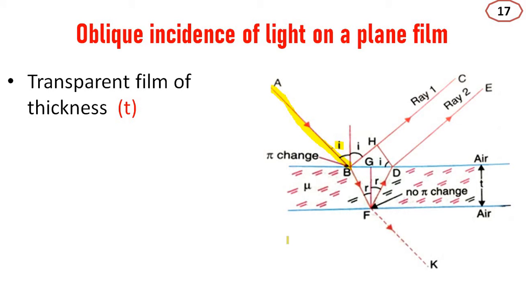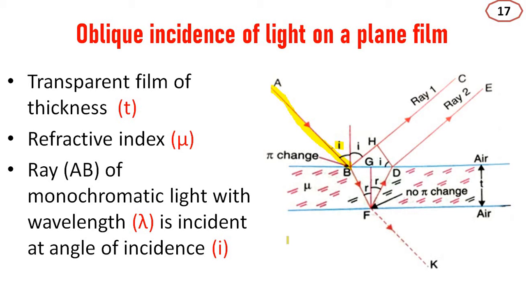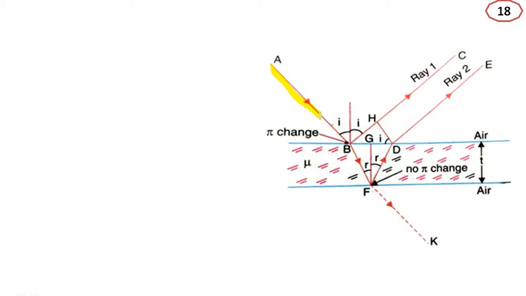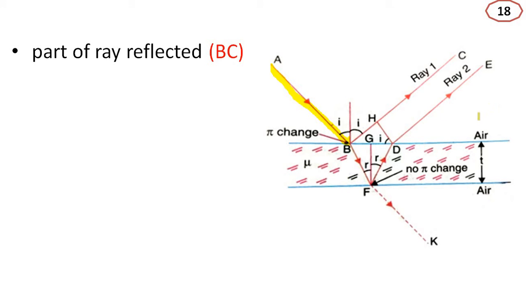Consider a transparent film of thickness t. It has a refractive index mu. A ray AB of monochromatic light with wavelength lambda is incident at an angle of incidence I. Now, this is the incident ray. Part of this ray is reflected along BC. Part is transmitted along BF.